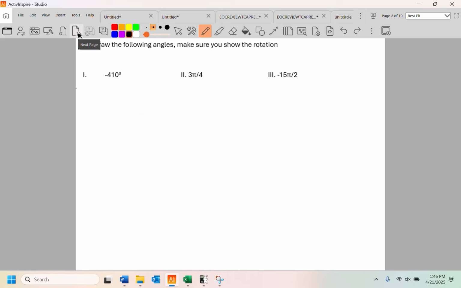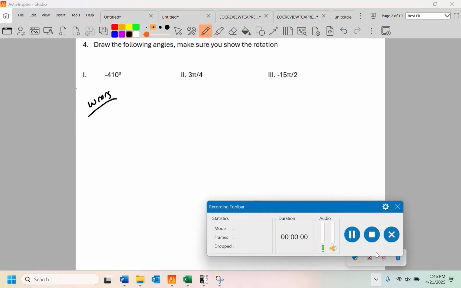4 is draw the following angles. Make sure you show the rotation. Here's what I mean by this. Give me just a minute. Let me show you what's wrong. Somebody at the door. All right, so anyways, I was going to show you what's wrong.